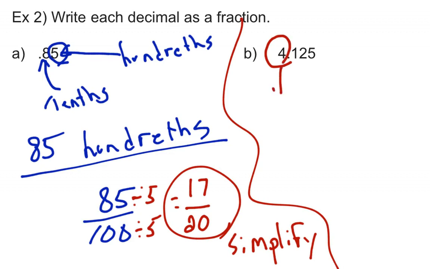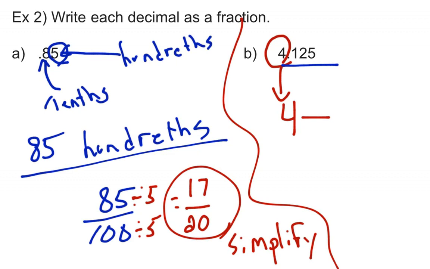Well, doesn't that mean when I do this, that whole number is just going to be the whole number in my fraction? If it's 4 and something, then my fraction is going to be 4 and something. So really all you guys need to do is change the 0.125 into a fraction. Okay, pause the video. Go ahead and do that.